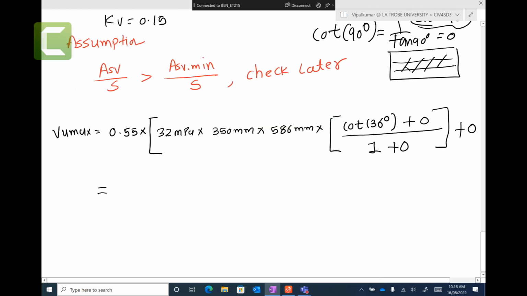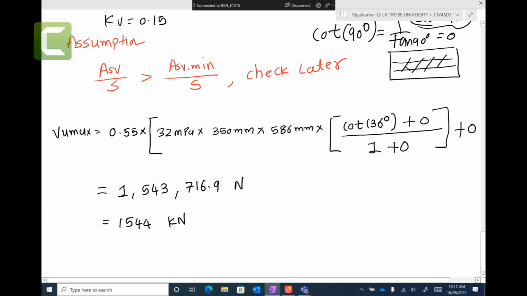So if you use these calculators, you might get the value of 1,543,716.9 newtons. If I divide by thousand, I would get 1544 kilonewtons. Right.